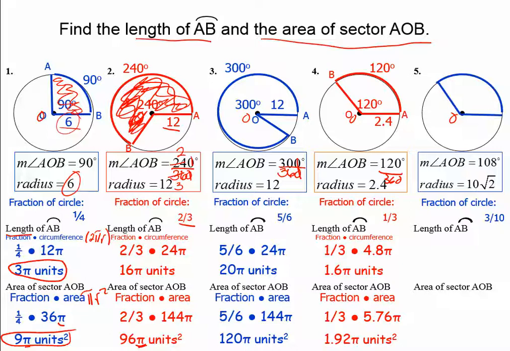Okay, so I'm going to plug all this in. My radius is 10 square root 2. I need to double that, so that's going to be 20 square root 2 times my fractional part. 20 divided by 10 is 2 times 3 is 6.